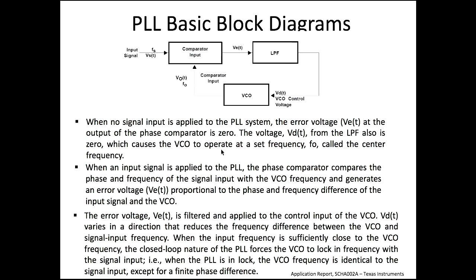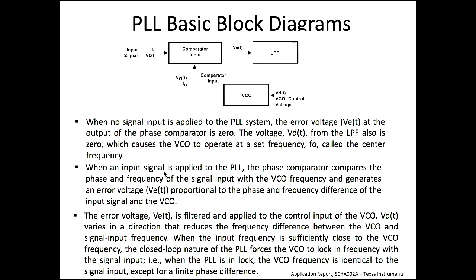Then people will ask, what is the center frequency? The center frequency is nothing but this: you just turn on the PLL, and based on the values used in your low pass filter and VCO, you will see some frequency generated. Here the error is equal to 0, there is no output from the low pass filter, and at 0 input voltage the VCO will produce some frequency. That is called the center frequency. When you turn on the PLL, you will see some frequency of oscillation, that is called the center frequency.